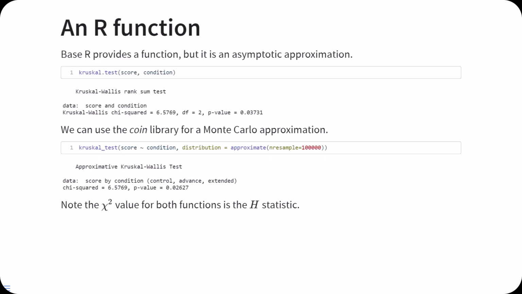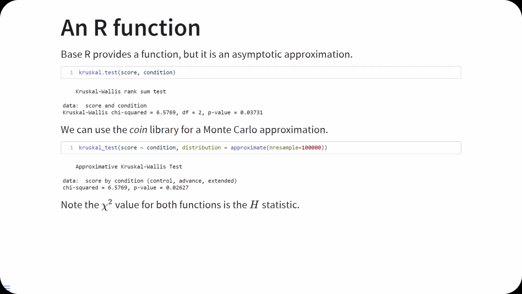Here's an R function. Base R provides a function for doing the Kruskal-Wallis test, but note that it is an asymptotic approximation. That is the only approximation it will do. And for our particular data, we're getting a p statistic of 0.03. We could use the coin library for a Monte Carlo approximation. Here I am not only using the approximation, but I'm also specifying a larger number of resamplings, namely 100,000, and we're obtaining a p-value of 0.026.